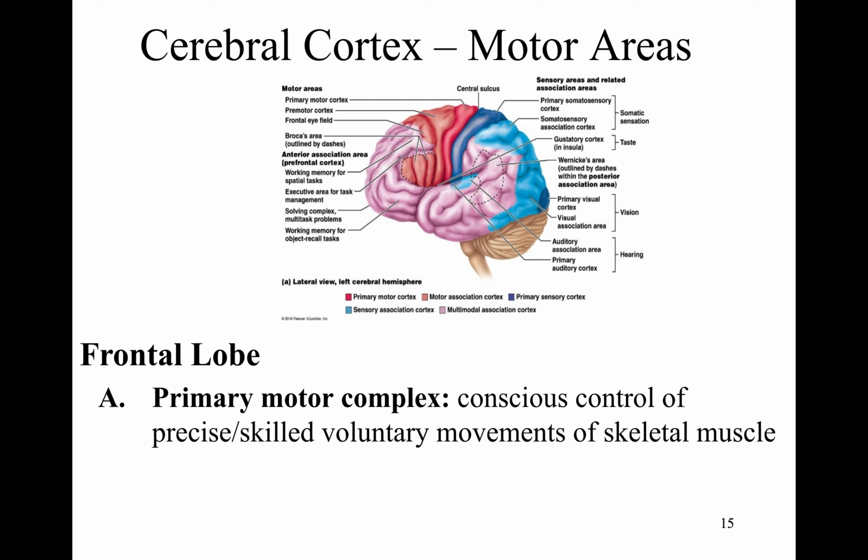So the primary motor complex is composed of interneurons that communicate with these very large neurons called pyramidal cells. And those pyramidal neurons have very long axons. So those are going to be motor neurons that are then going to carry that motor output to skeletal muscle in order for you to carry out conscious control of precise and skilled voluntary movements.